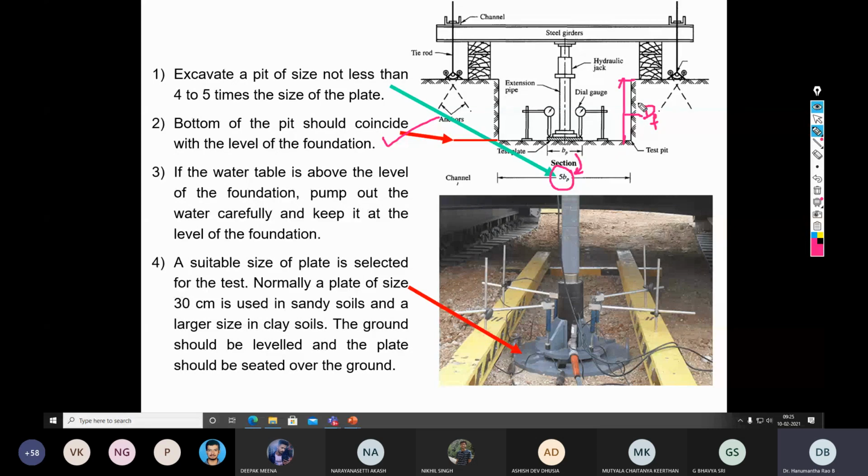In case the groundwater table exists above the ground surface, then you need to lower the groundwater table by pumping. And so this is the plate size.